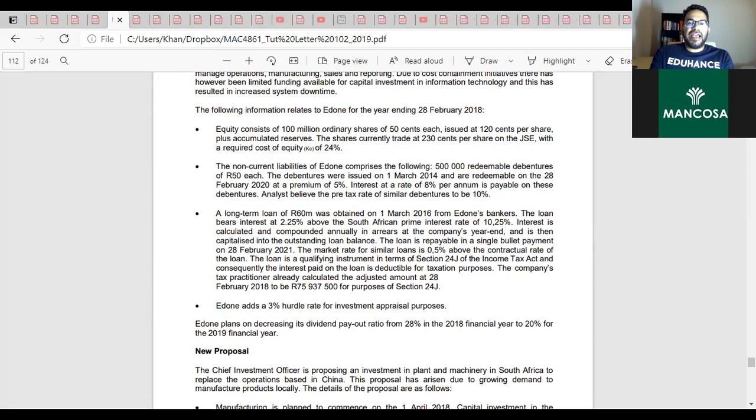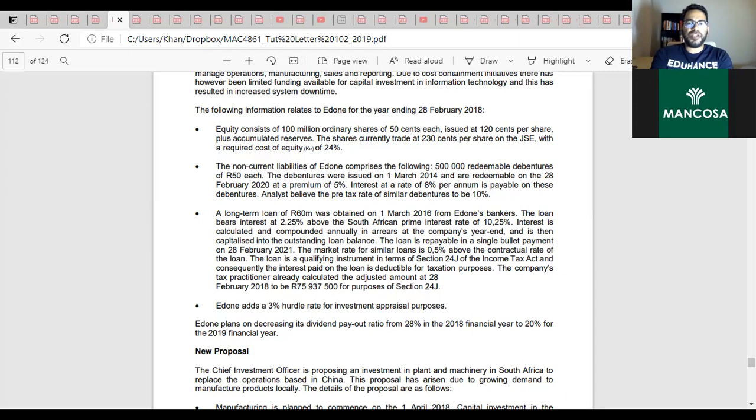The loan is a qualifying instrument in terms of Section 24J of the Income Tax Act, and consequently the interest paid on the loan is deductible for taxation purposes. The company's practitioner already calculated the adjusted amount at 28 February 2018 to be 75 million for purposes of Section 24J. EDON adds a 3% hurdle rate for investment appraisal purposes. EDON plans on decreasing its dividend payout ratio from 28% in the 2018 financial year to 20% for the 2019 financial year. Let's go back to the Section 24J.